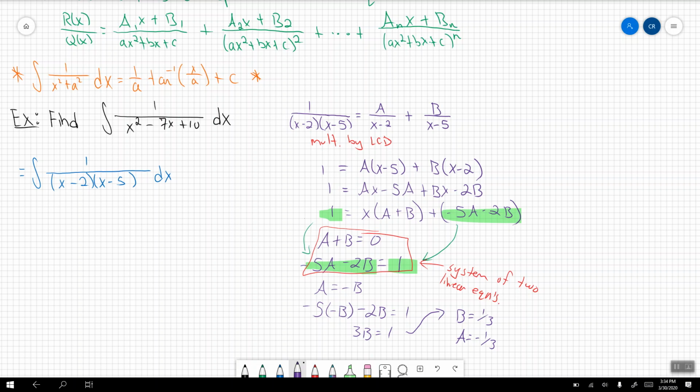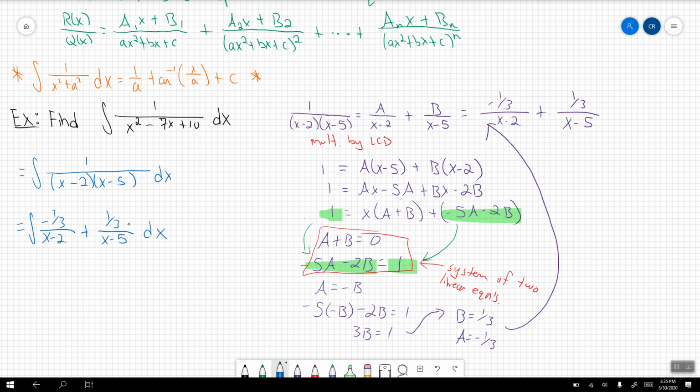So now that we have this, our partial fraction decomposition will guarantee us that we get negative 1/3 divided by x minus 2 plus the b value, which is 1/3, over x minus 5. And that's really all we need, folks. Simply because now we can come to this integral and integrate negative 1/3 divided by x minus 2 plus 1/3 divided by x minus 5, and that's going to be dx.